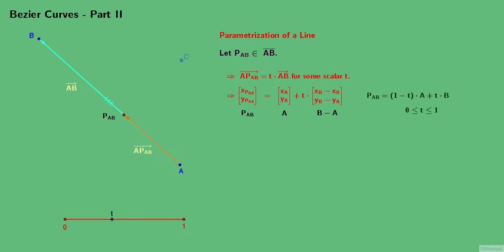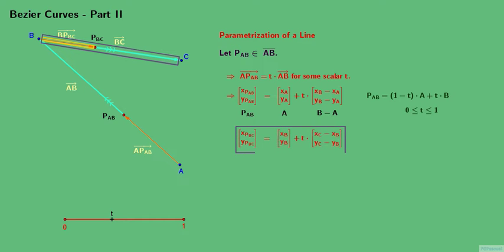Let us extend this idea to include a third point, C. We will find a formulation for a smooth curve that goes in the general direction from A to B and then from B to C. Let P sub BC be on the segment between B and C. Suppose that the ratio between the lengths of the vectors BP sub BC and BC is also equal to t.